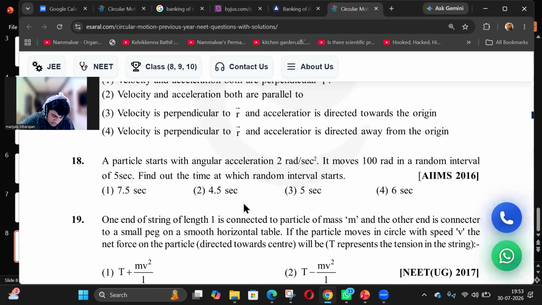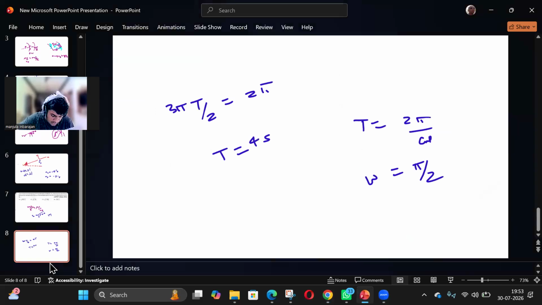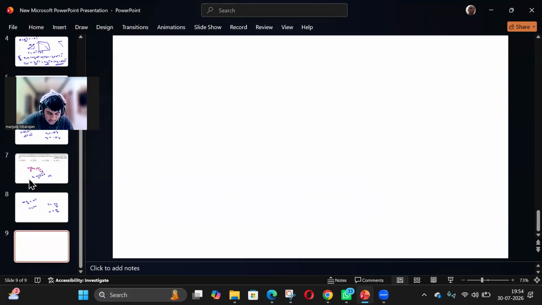You have v equal to omega r, right? Yeah, just differentiate that. 5 seconds they have given. Distance is equal to 2 into 100 into 5, equal to 1000.